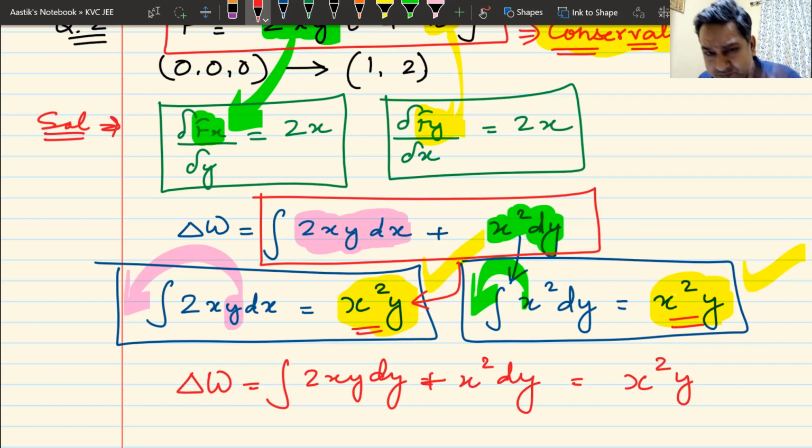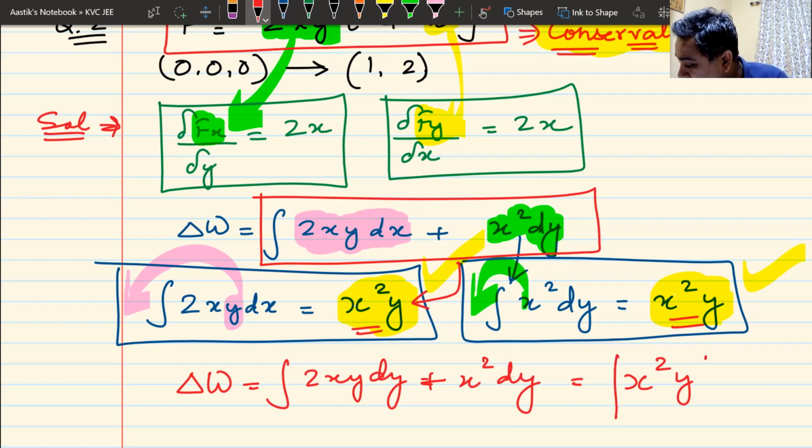I have not told you the multiplication of derivatives, how to find the derivative of two multiplications. I am not going to tell you now also. So I'm just going to tell you, when you see that both are coming same, the entire integral becomes x squared y.